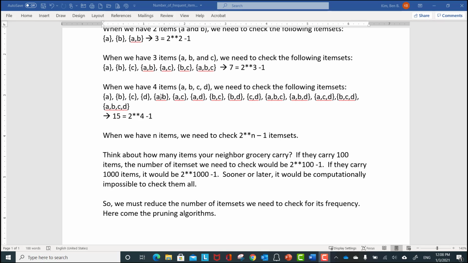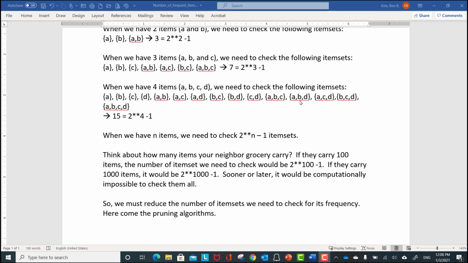When you have four items, let's say A, B, C, D, then we have 15 item sets we need to check the frequency of. Like one item sets A, B, C, D, and two item sets like AB, AC, AD, BC, BD, CD.